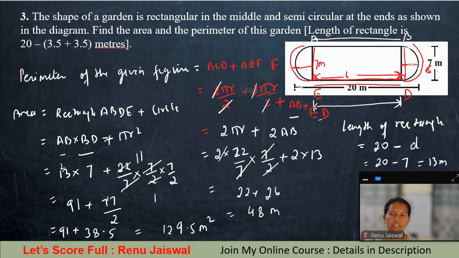So what we have done here: first we divided the figure into different shapes like a rectangle and a circle. Then to calculate the perimeter we calculated the outer border. If you do it step by step, it will be quite easy and you will not feel any difficulty.